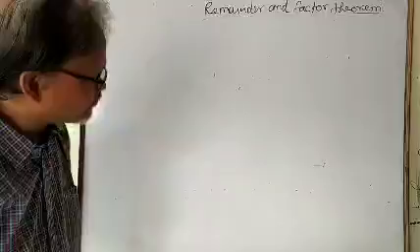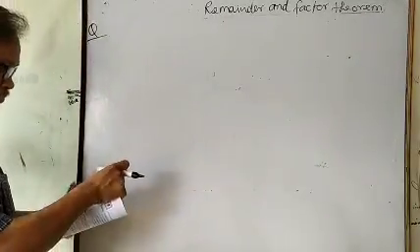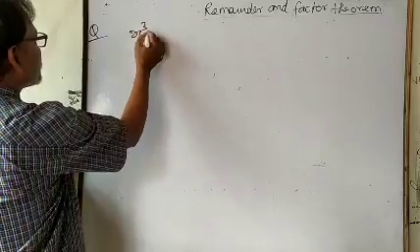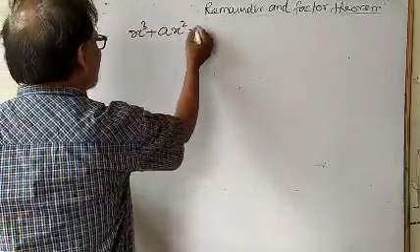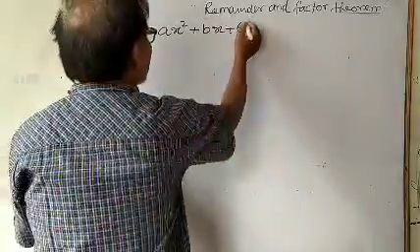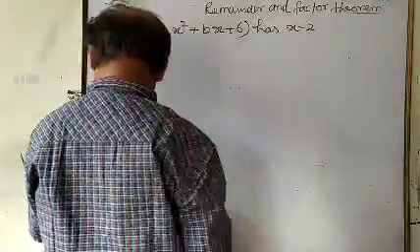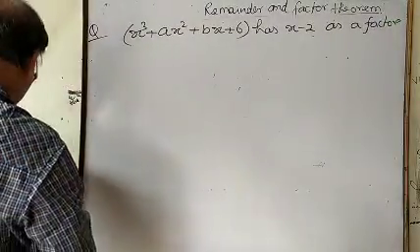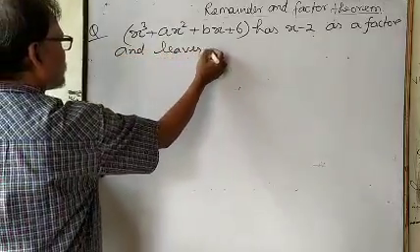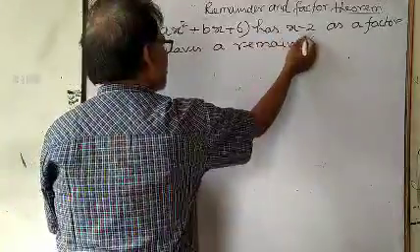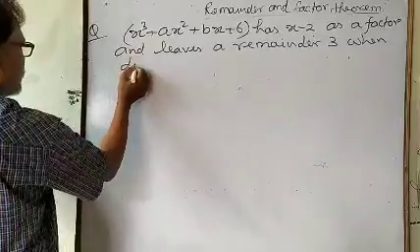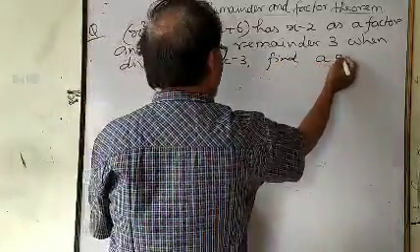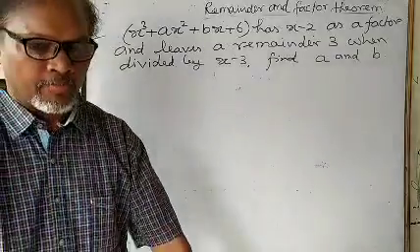Now a second example of this: if in a question the constants are given and you have to find the constants, then how to find the constants? There is a question. x cube plus ax square plus bx plus 6 has x minus 2 as a factor and leaves the remainder 3 when divided by x minus 3. Find a and b. So how to find a and b?